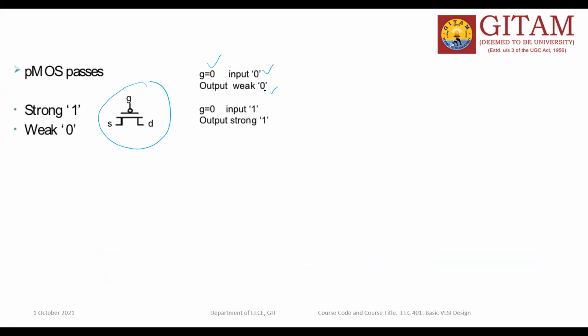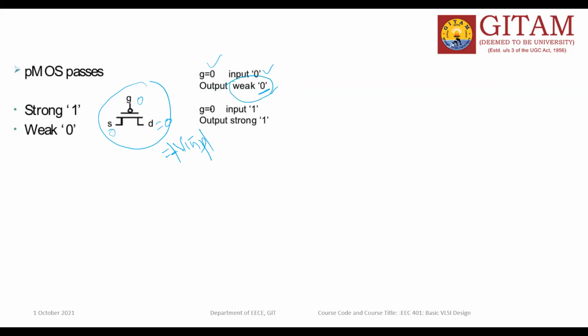But this output 0 is ideal for 0 input, for 0 gate potential. Output 0 is ideally correct, but practically output is equal to 0 minus VTH1, because the transistor is already on. The potential is VTH of P, the P transistor's VTH mod. So that's why you will not get 0. That's why I told you weak logic 0.